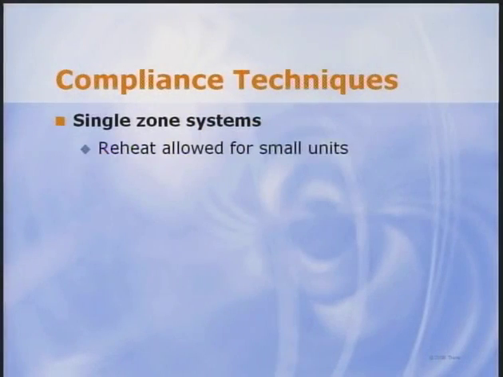90.1 also offers many exceptions to allow reheat for humidity control with single-zone systems. First, as Mick showed, small systems are exempted and may use any type of reheat. Again, efficiency can be improved by using hot gas, coil bypass, and sensible heat recovery, but they're not required.